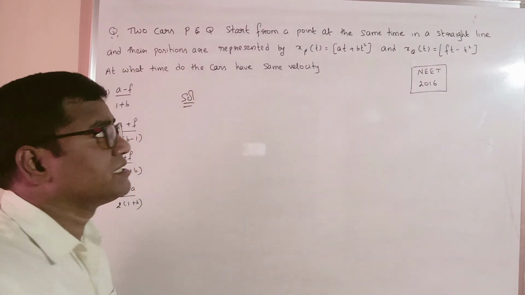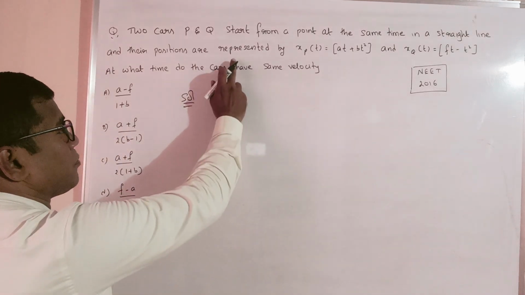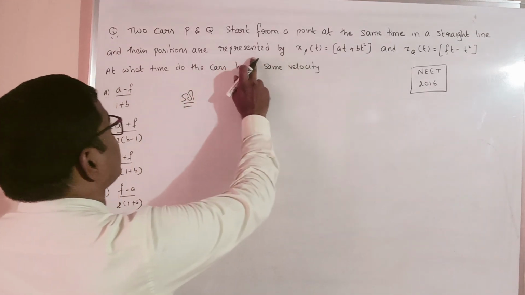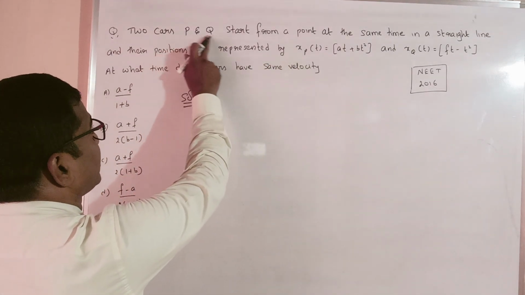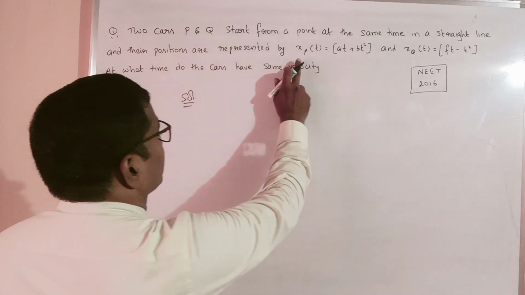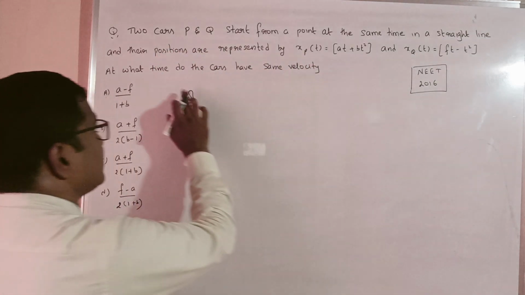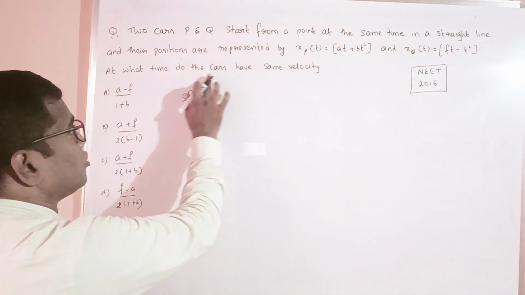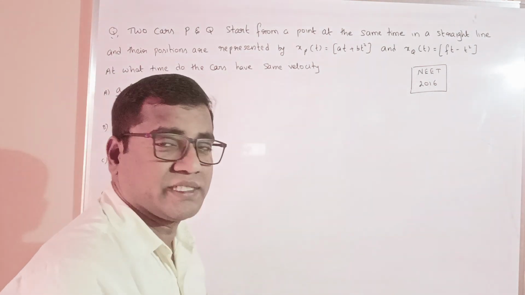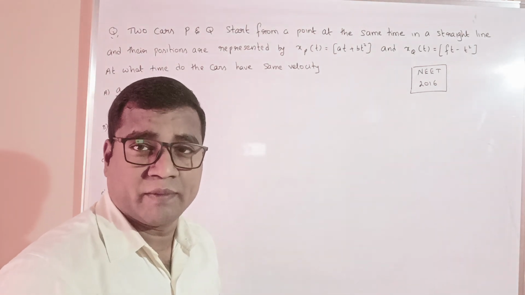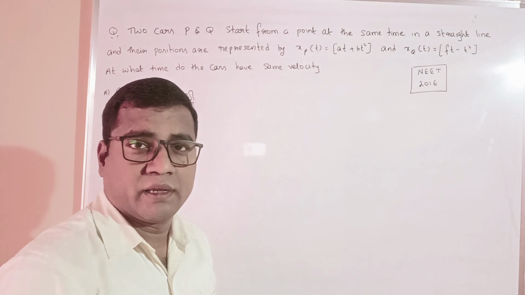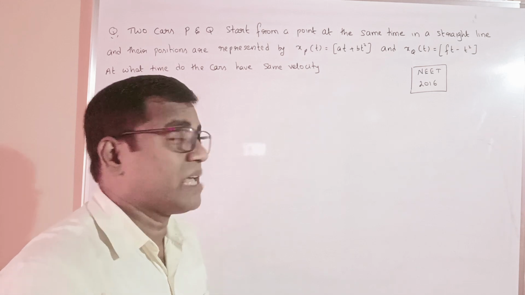See, in this question, what is given? The positions of the two cars P and Q are given, and he's asking at what time do the cars have the same velocity. He's saying that we have to find out the time at which the cars have the same velocity.